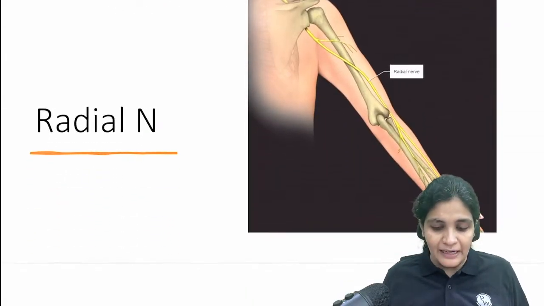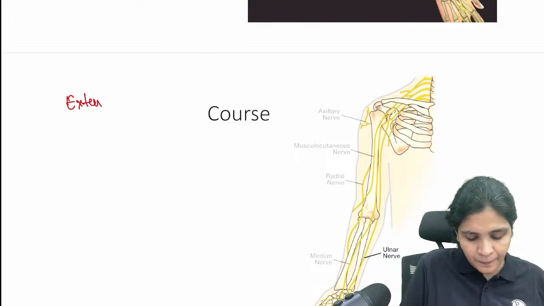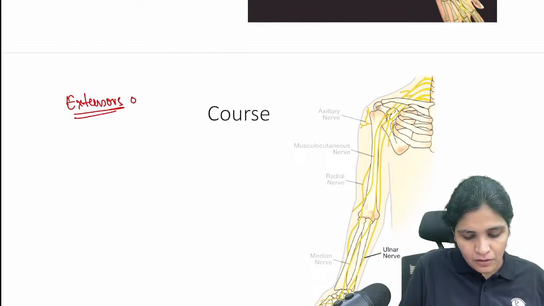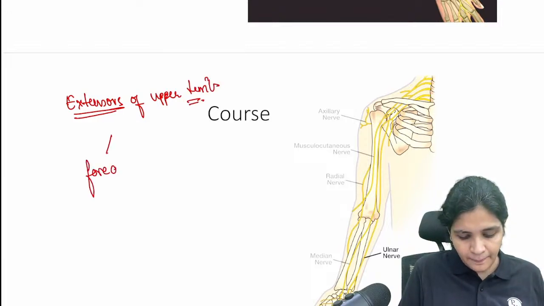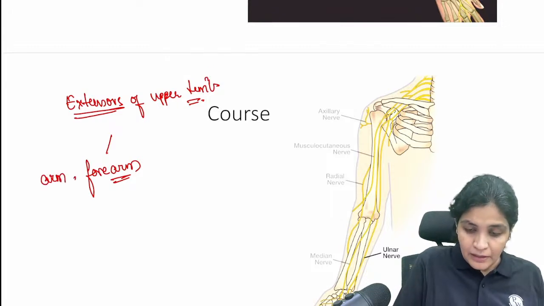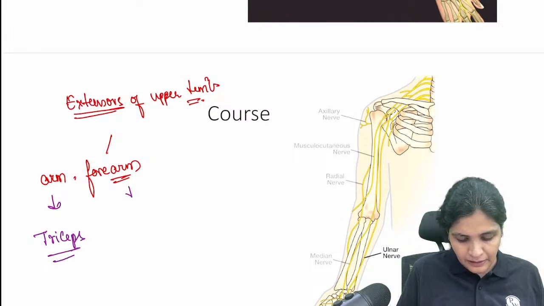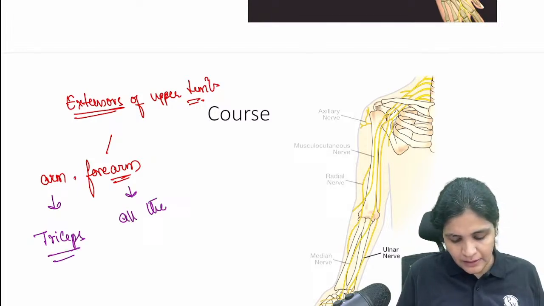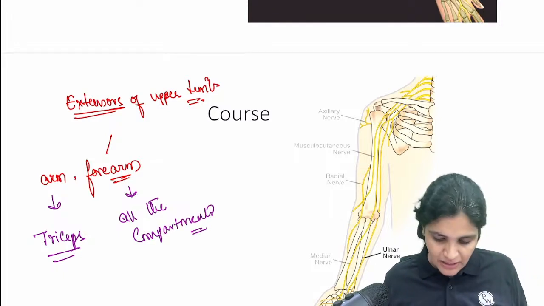So coming to your radial nerve, all you know is it supplies extensors of upper limb, right? Especially the forearm. In arm, it supplies the triceps, and in the forearm, all the 6 compartment extensors we know, right? So all the 6 compartment extensors it supplies, right? So that is the radial nerve.